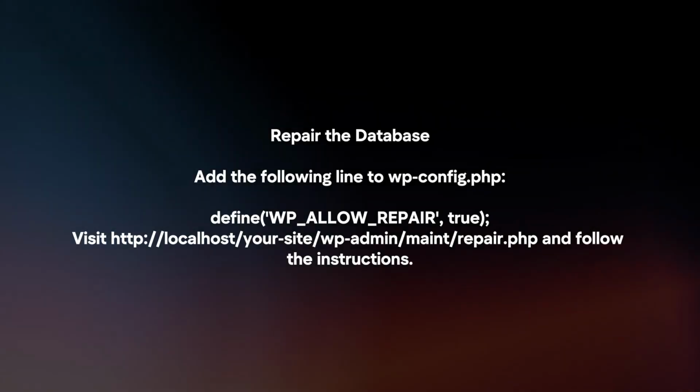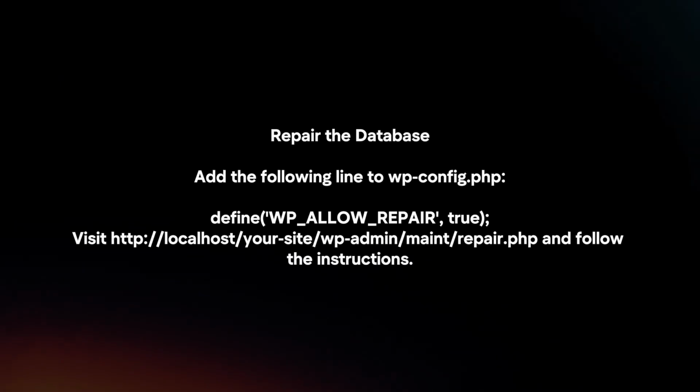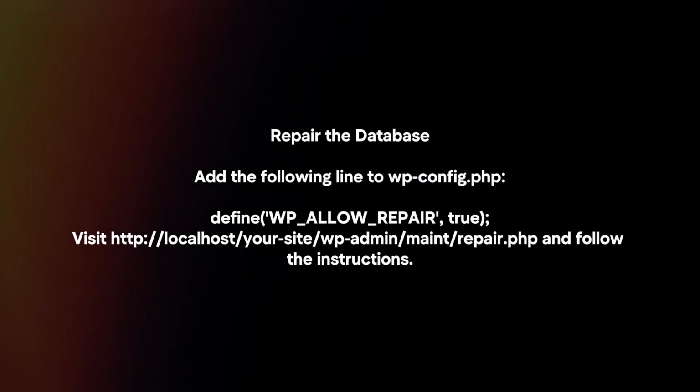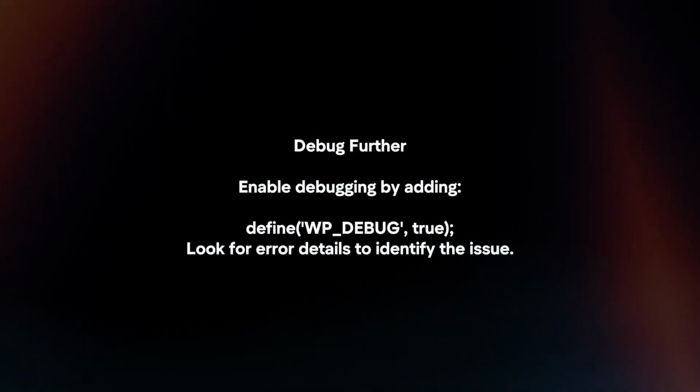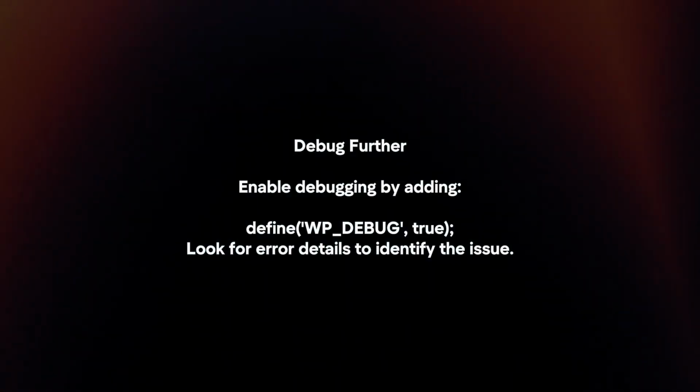Repair the database. Add the following line to wp-config.php. Visit the following link and follow the instructions. Debug further. Enable debugging by adding the following. Look for error details to identify the issue.